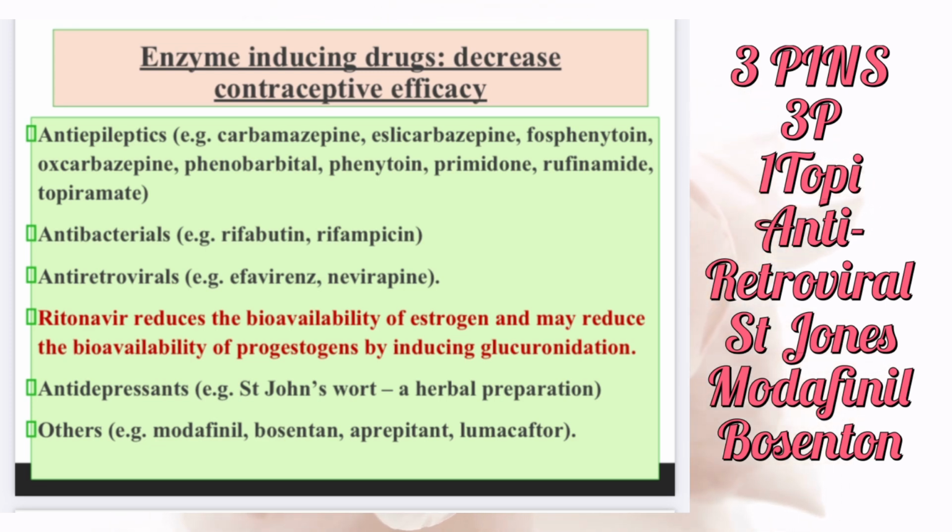The other ones are rufinamide. Then antibacterials include rifabutin and rifampicin. Then antiretrovirals which include efavirenz and nevirapine. Then antidepressants like St. John's wort, and other drugs like modafinil, bosentan and other uncommon drugs. So these are the important enzyme inducers, and now we will study how they affect the various emergency contraceptive choices.